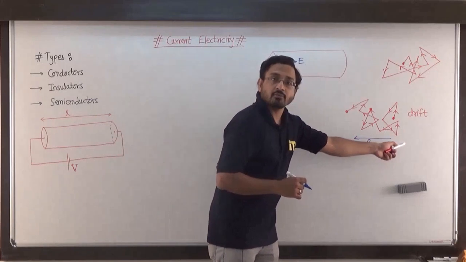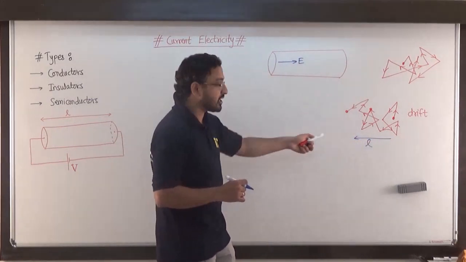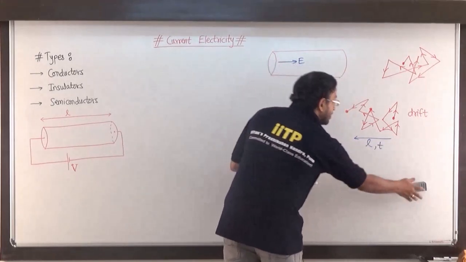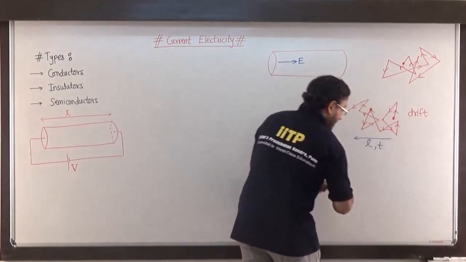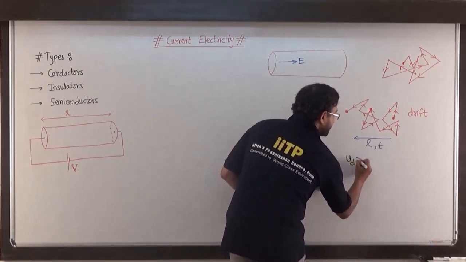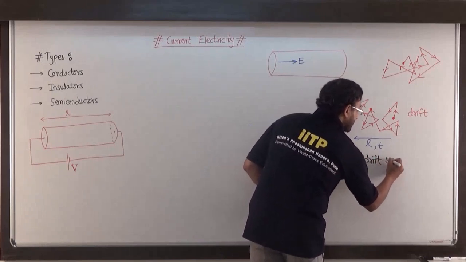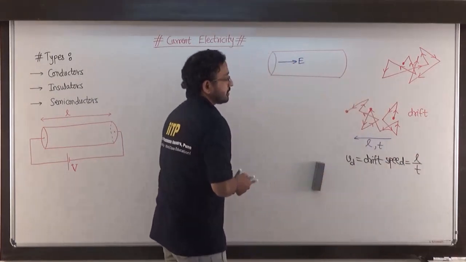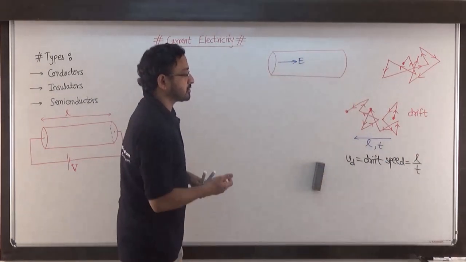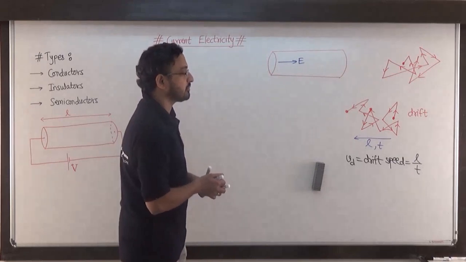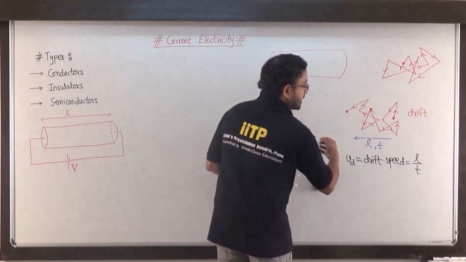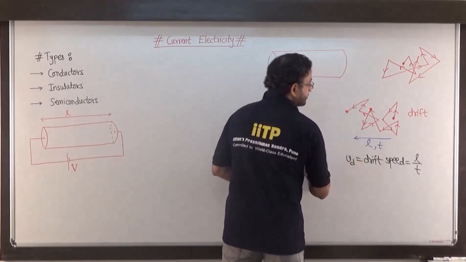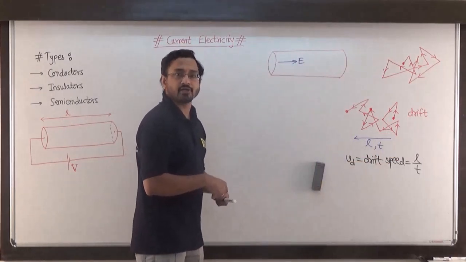So over a long time, if the distance traveled by the electrons in this way is L, and the time taken is T, then we define a quantity called drift speed, Vd, and that is simply L by T. This is a very important quantity in our analysis of electric current. Over a long period of time you observe that distance L, and L by T gives you the drift speed. In other words, it's kind of an average speed we are discussing here.